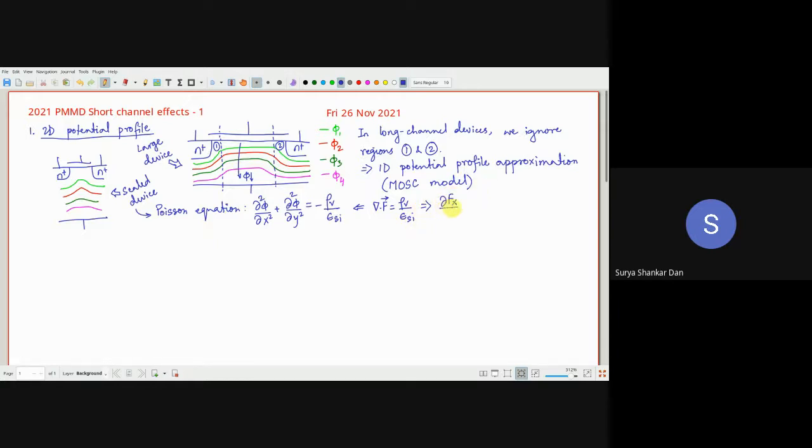So from there, we used to get del Fx del x plus del Fy del y equal to rho v by epsilon si, and F is equal to minus grad phi. That is Fx is equal to how much? Minus del phi del x. Fy is equal to minus del phi del y. So we have just plugged in. So this is your Poisson equation.